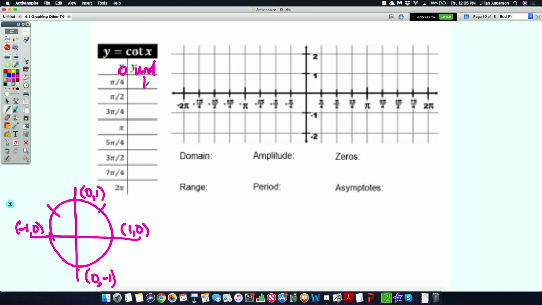Pi over 2. 0. Because it would be 0 over 1, which is just 0. 3 pi over 4. Negative 1. Pi. Undefined. 5 pi over 4. 1. 3 pi over 2. 0. 7 pi over 4. Negative 1. 2 pi. Undefined. So let's get these asymptotes in here. Let's get these points.